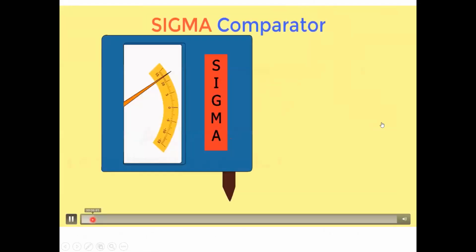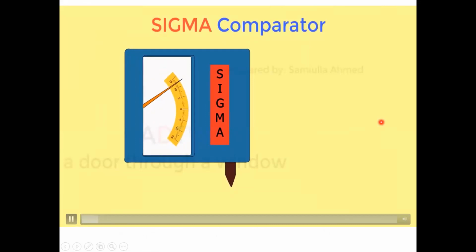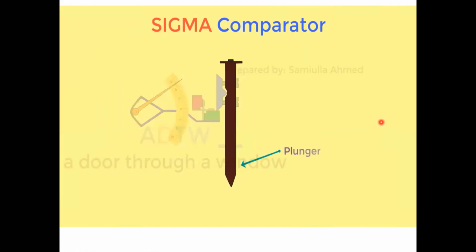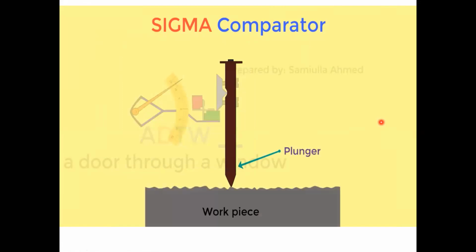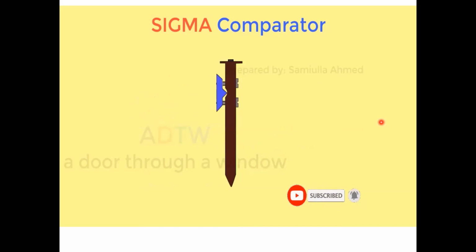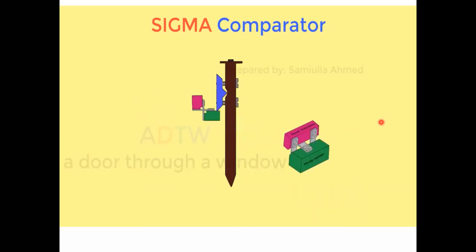In this week, the construction and working of the sigma comparator. The sigma comparator is a simple but ingenious mechanical comparator developed by Sigma Instrument Company, USA. A linear displacement of a plunger is translated into the movement of a pointer over a calibrated scale. The plunger is the sensing element that is in contact with the workpiece. It moves on the slit washer, which provides precise linear movement and also arrests the rotation of the plunger about its axis.